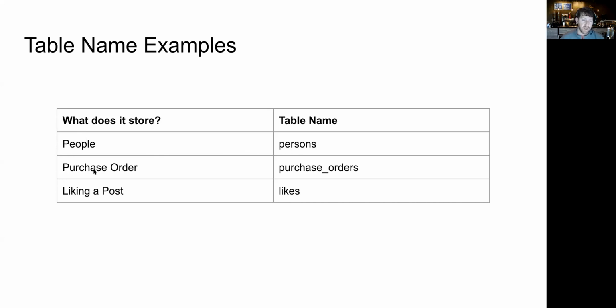If you are working at Amazon, or if you start a small online company that allows customers to buy specific items, you might have a purchase orders table. Or if you're working at Facebook or Twitter, when you can like a post, you might have a table called likes or impressions or something similar to that. So we have a likes table.